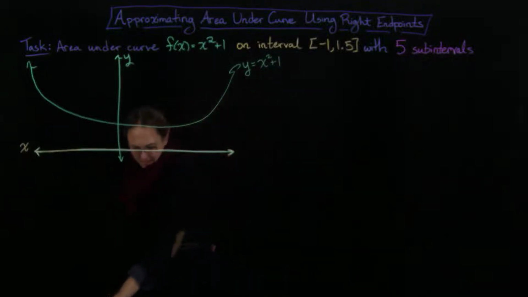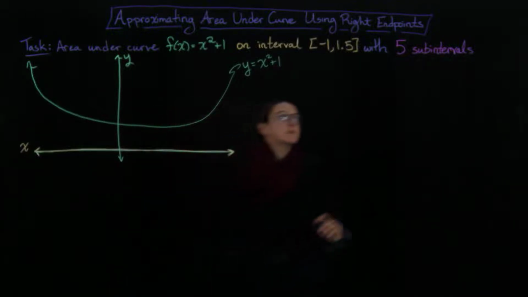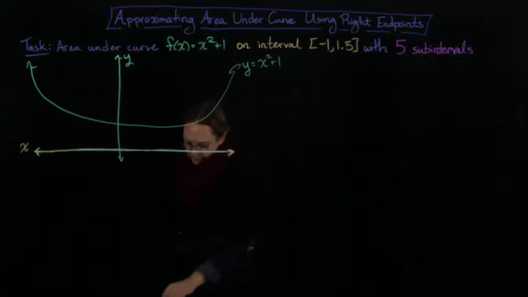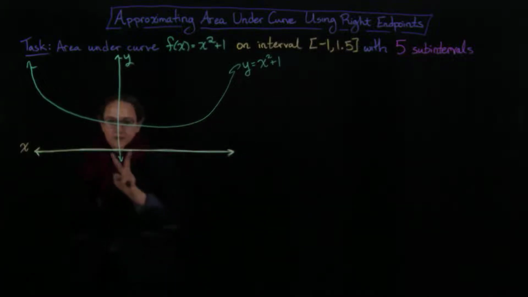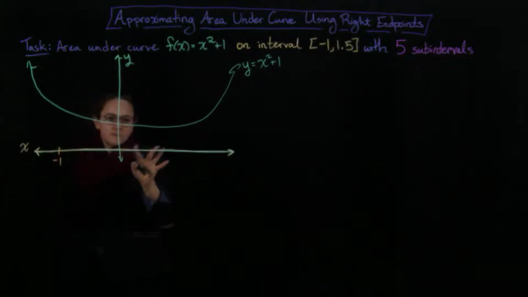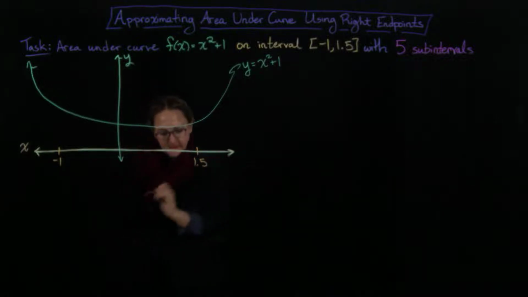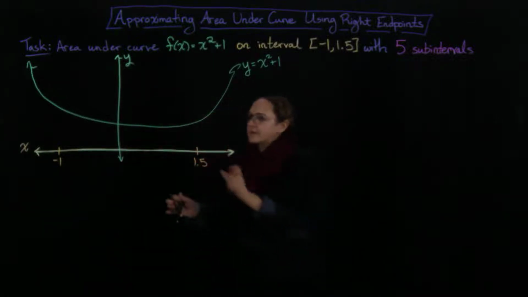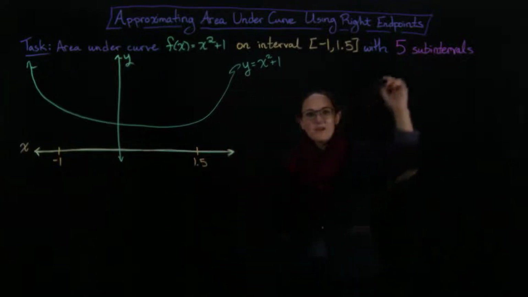And then we know how to do the width, because we've done that several times now. First off, let's put on our endpoints, minus 1 and 1.5. If we want the width of each of these subintervals, we need that so we can figure out where everything goes.